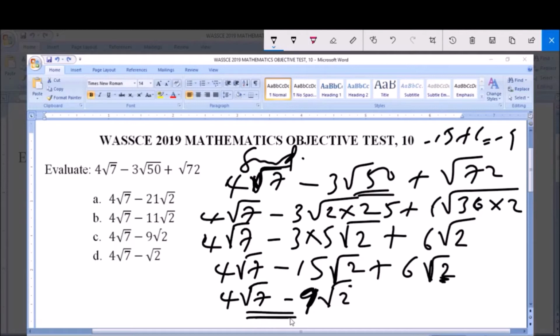And this is the answer to this problem. That's the same thing as option C, 4 root 7 minus 9 root 2. So this is the answer to this question.